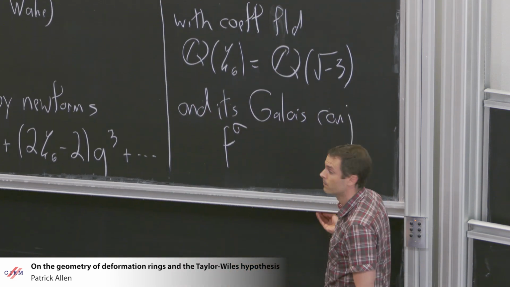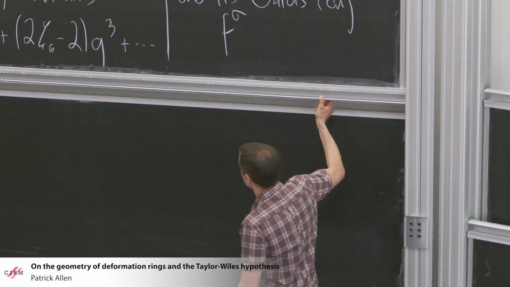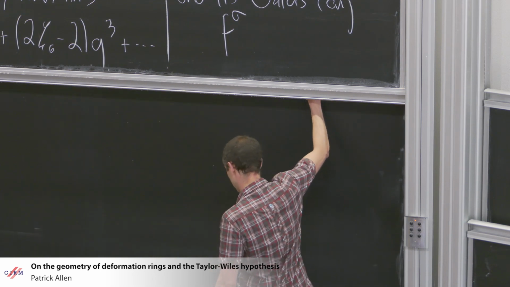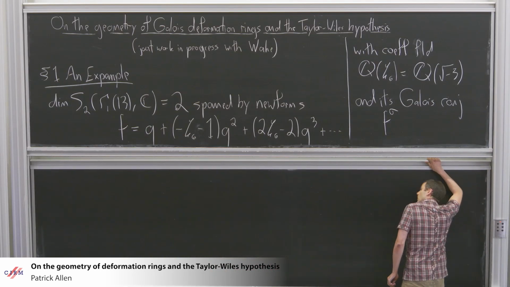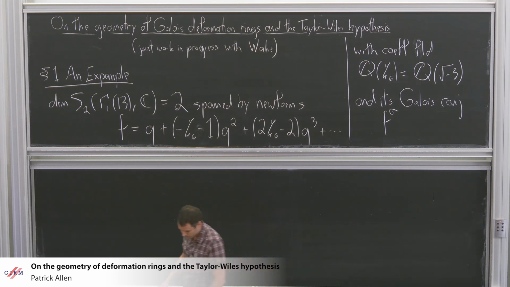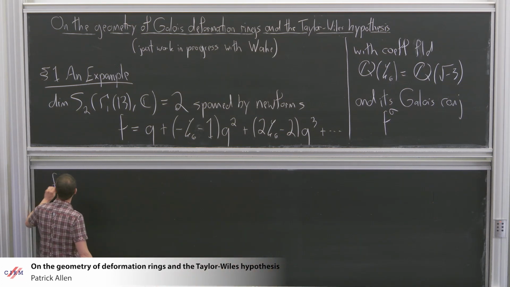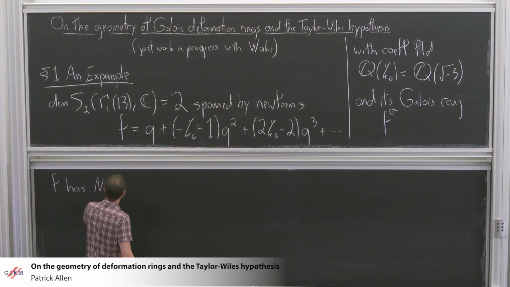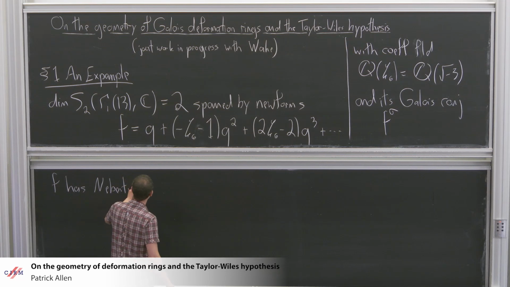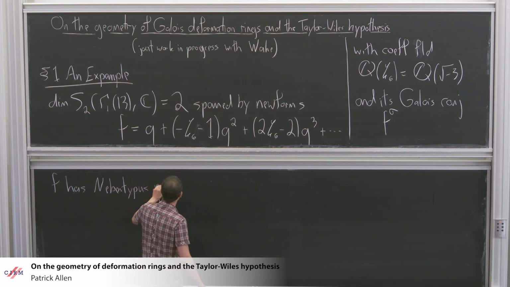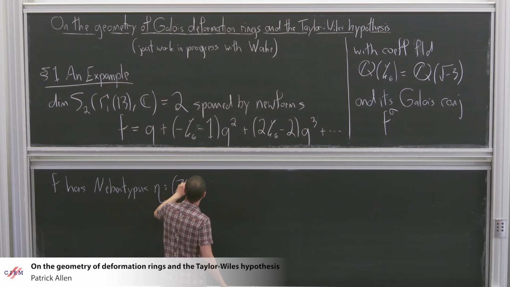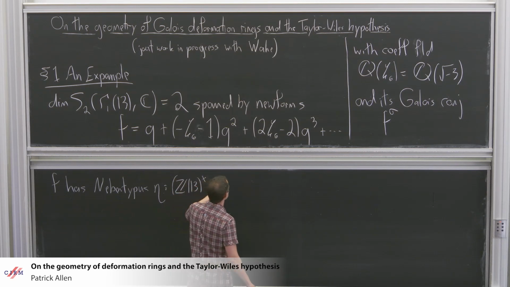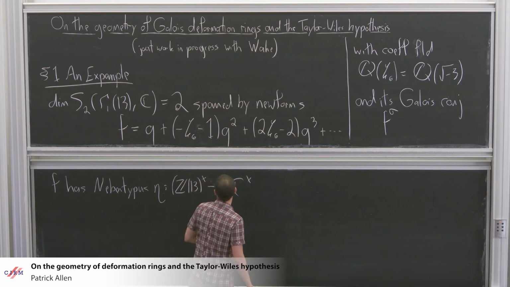Okay. Now what I want to do, can you see these on my boards? Okay, this is the next one. Okay, so F has an even nebentypus, so what's going to be important here, let's call it eta, a character of (Z/13)^× of order 6.